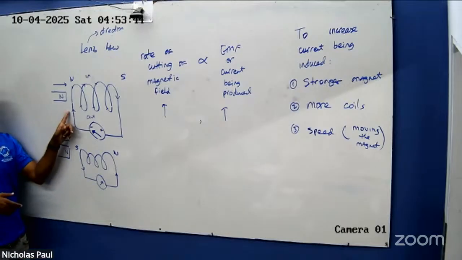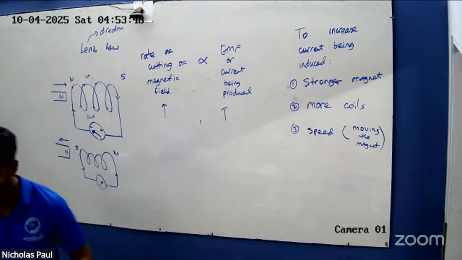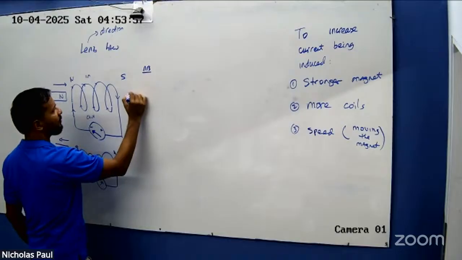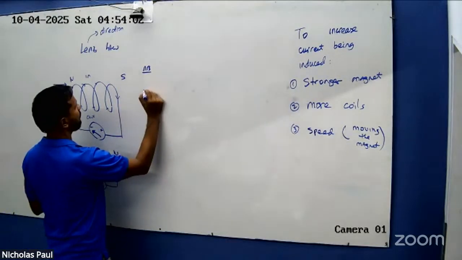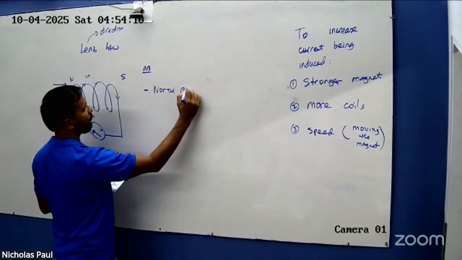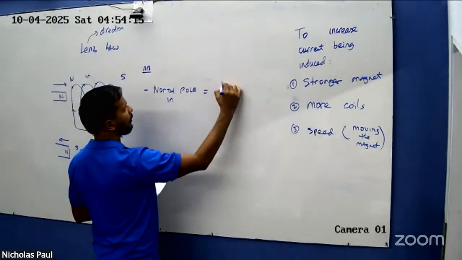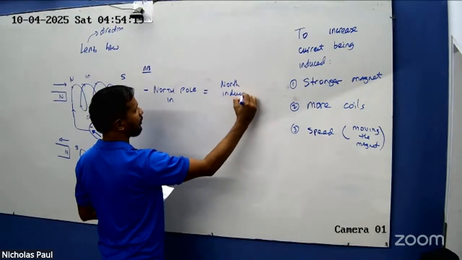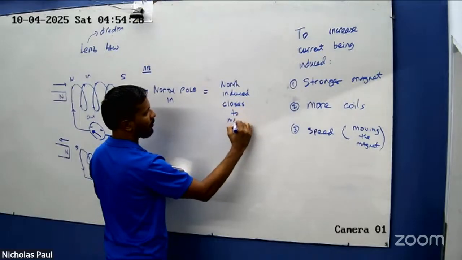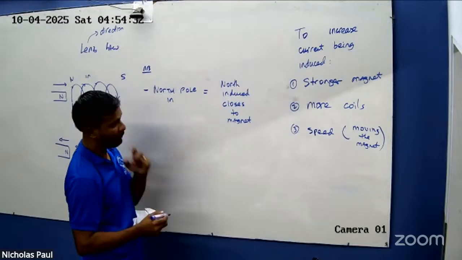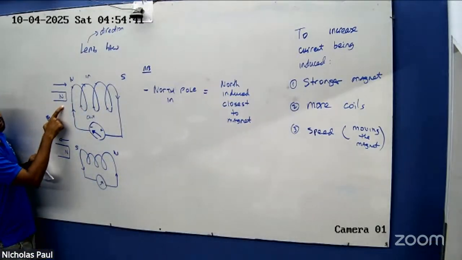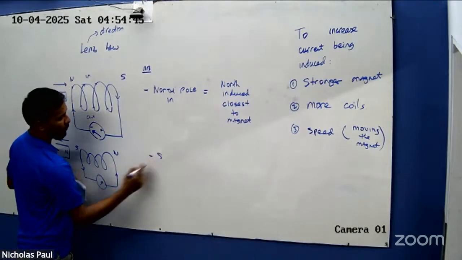I just want to give you two small notes to write next to it. Note that for this one: north pole moving in, and north is induced closest to the magnet. And here, north moving out.